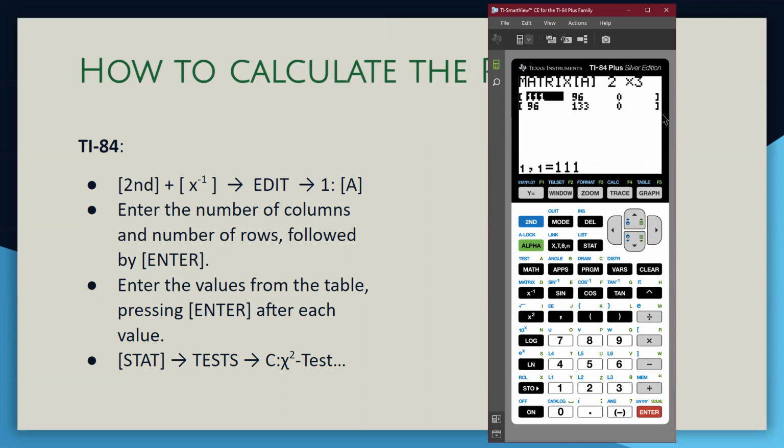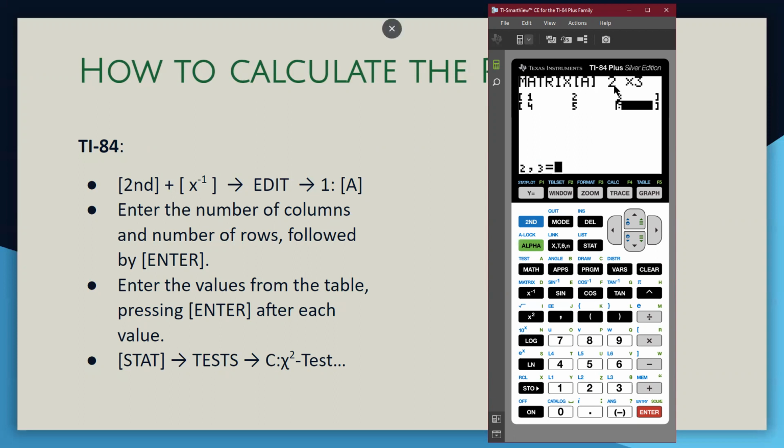You enter those observed frequencies in that table. To do that, you type a number and then you press enter, and it'll take you to the next spot. Type a number, press enter, type a number, press enter. And that's basically it. You're done editing your matrix, and you can move on to the next step.